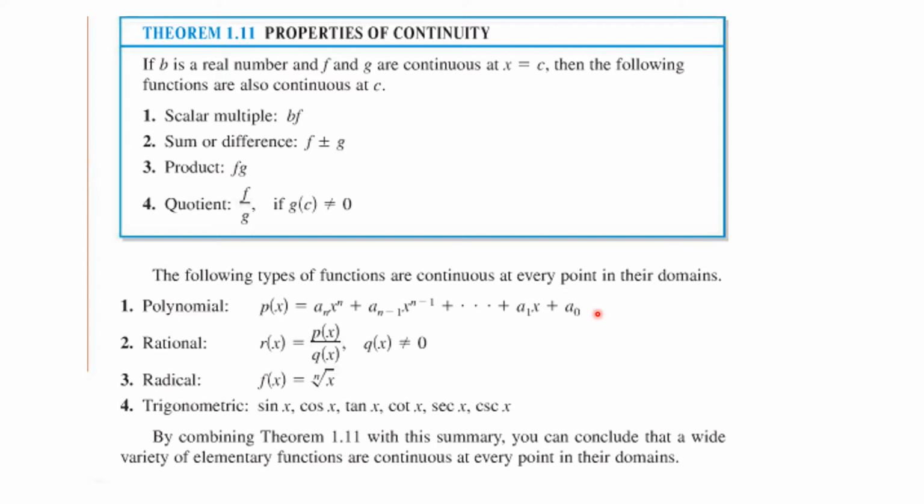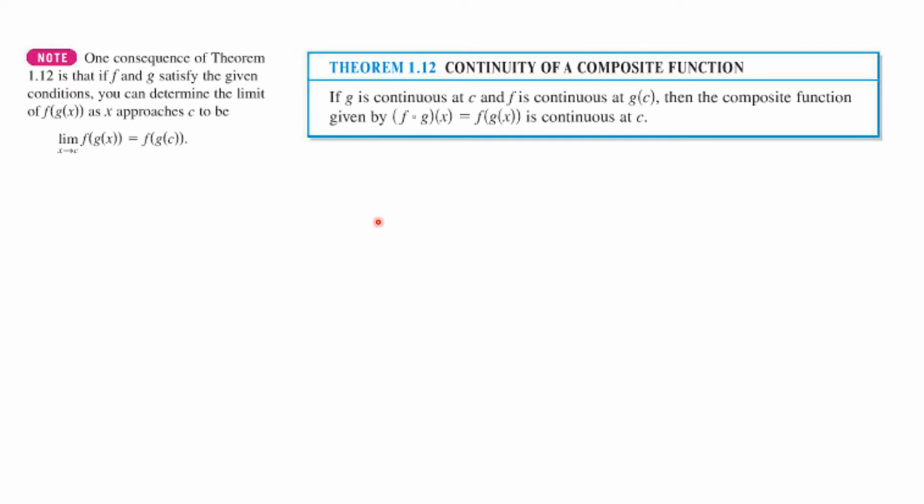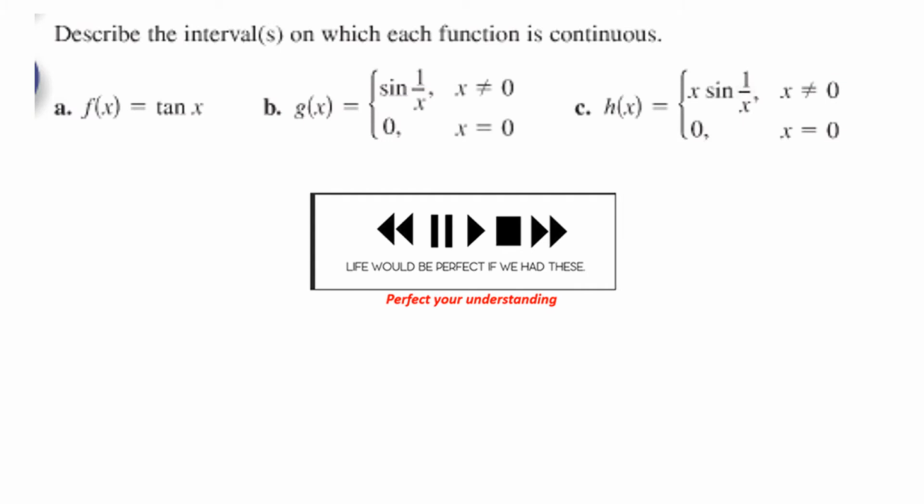So polynomials are continuous for all real numbers. Rational functions are continuous except where the denominator is equal to 0, and then they're not continuous. The nth root really depends on if n is even or odd, and we usually are going to be talking about real valued functions. Trig functions, the sine and cosine are continuous for all real numbers. The rest of these do have places where they are not defined, but they're continuous within their domain. And you can even compose continuous functions, and the answer is still a continuous function.